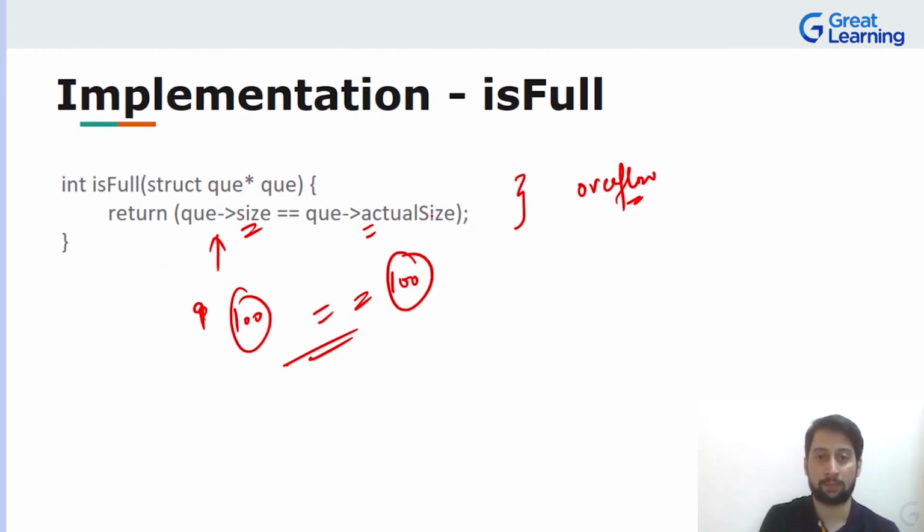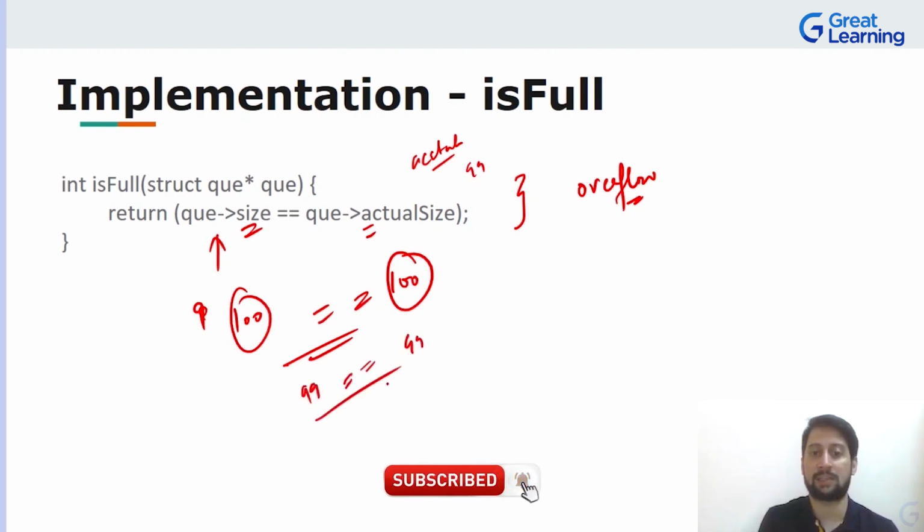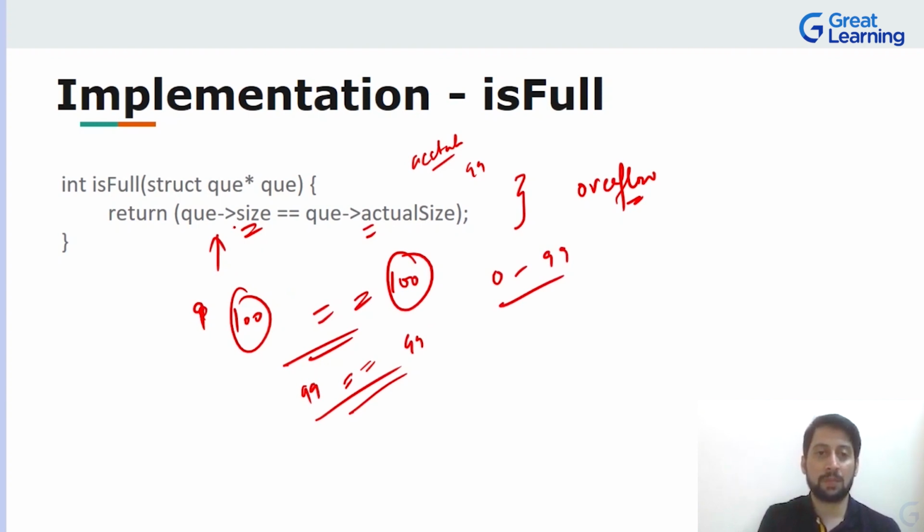Or it depends upon the implementation, on what you have returned. If you have inserted 99, because indexing starts from 0, it will be around 99 is equal to 99, because 0 to 99 is again 100 elements. So if this is the case, we cannot insert any value in the queue. This is the overflow condition, and our queue is full.